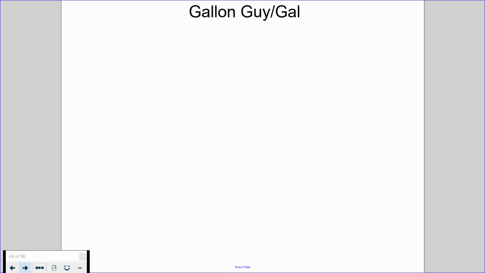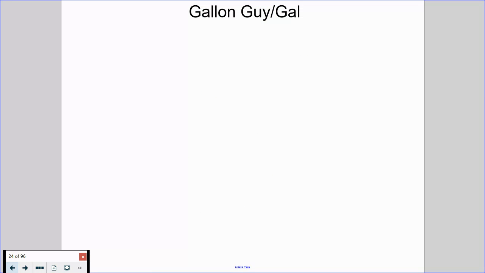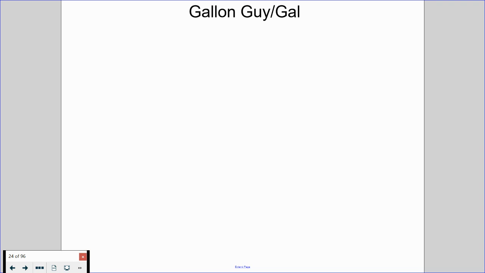So if you don't already have this on hand, you need to pause the video right now, find a piece of paper or a whiteboard or something somewhere that will allow you to take a second and draw a gallon guy or gallon gal. Once you have your piece of paper, take a second and make sure you have it drawn correctly. So let me get my pen going here.